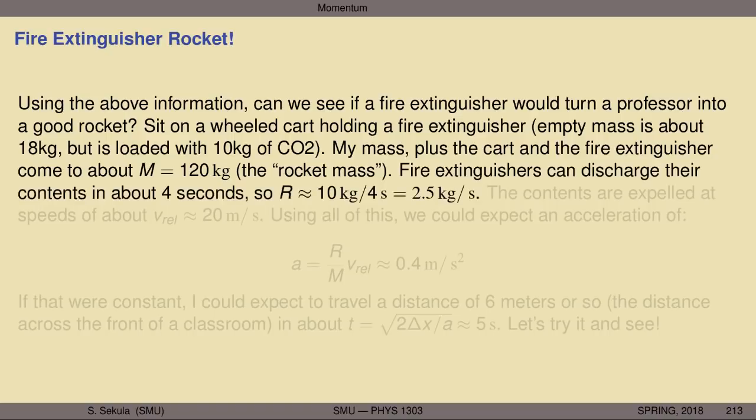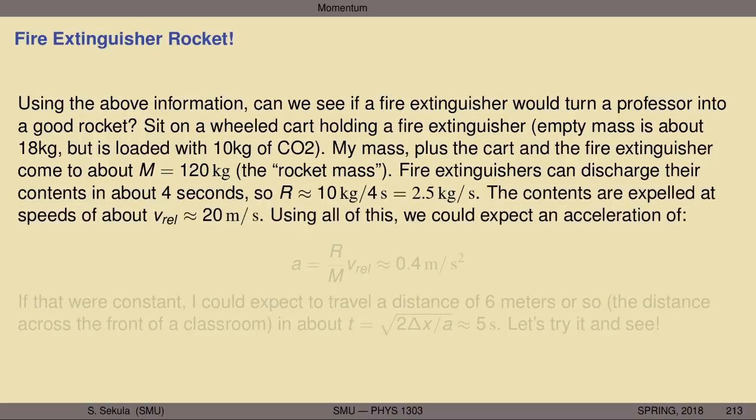Now, fire extinguishers can discharge their contents in about 4 or so seconds. So the rate of discharge is 10 kilograms of CO2 ejected in 4 seconds, which is 2.5 kilograms per second. When you fire a fire extinguisher, you don't have a lot of time to use it, your aim must be true, but they're designed to put fires out quickly, so that's okay. So the so-called burn rate of fuel is 2.5 kilograms per second from a typical fire extinguisher that you might find in, say, Fondren Science Building.